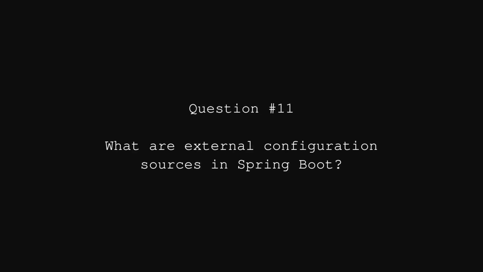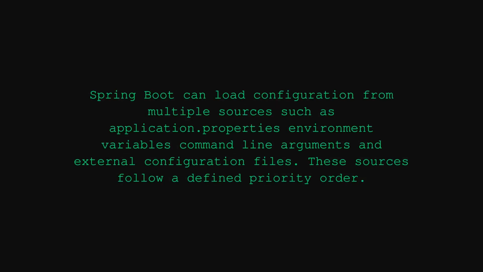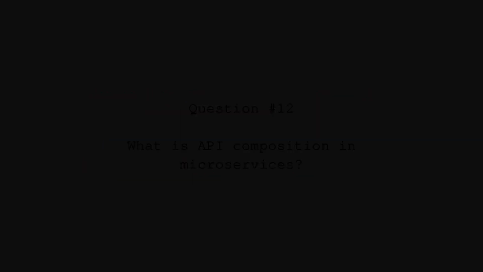Spring Boot interview question. What are external configuration sources in Spring Boot? Spring Boot can load configuration from multiple sources such as application.properties, environment variables, command line arguments, and external configuration files. These sources follow a defined priority order.